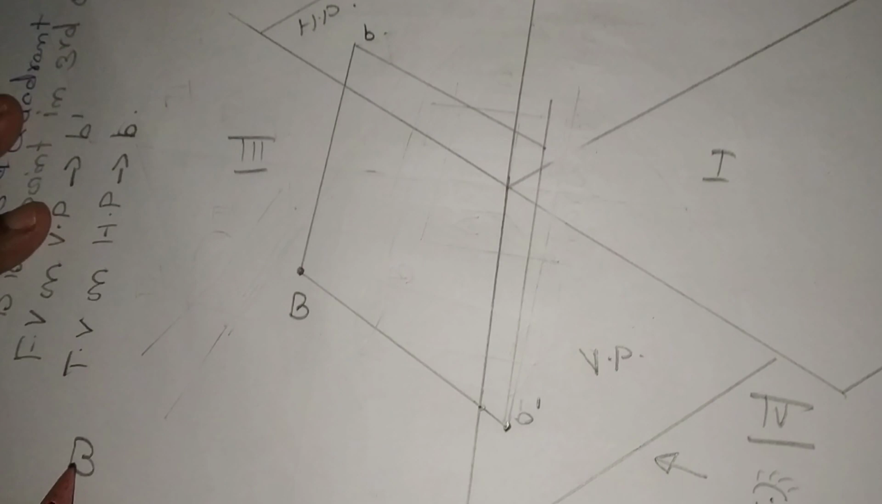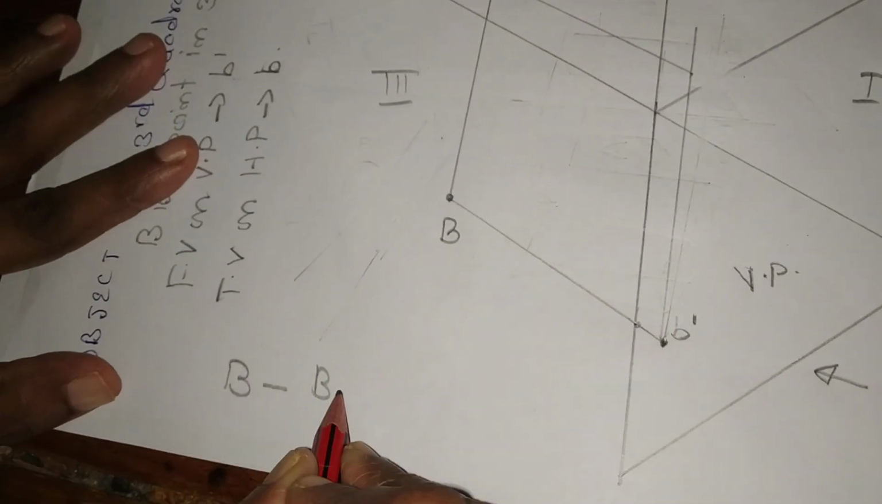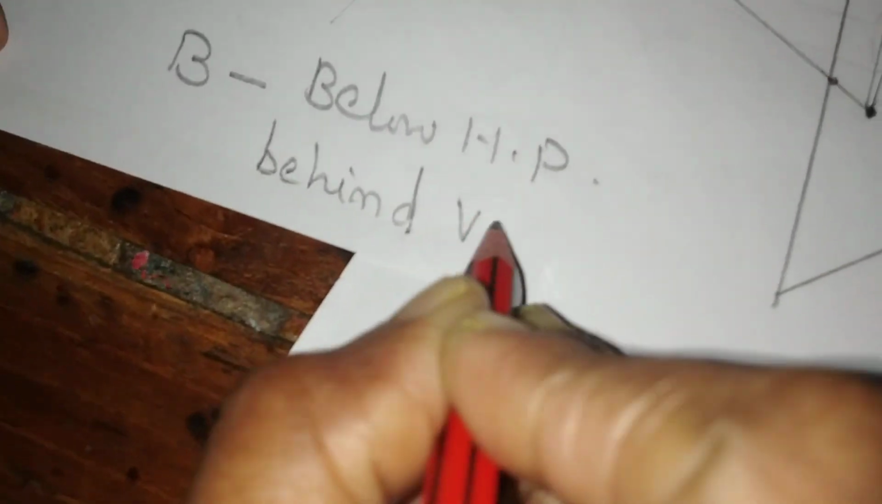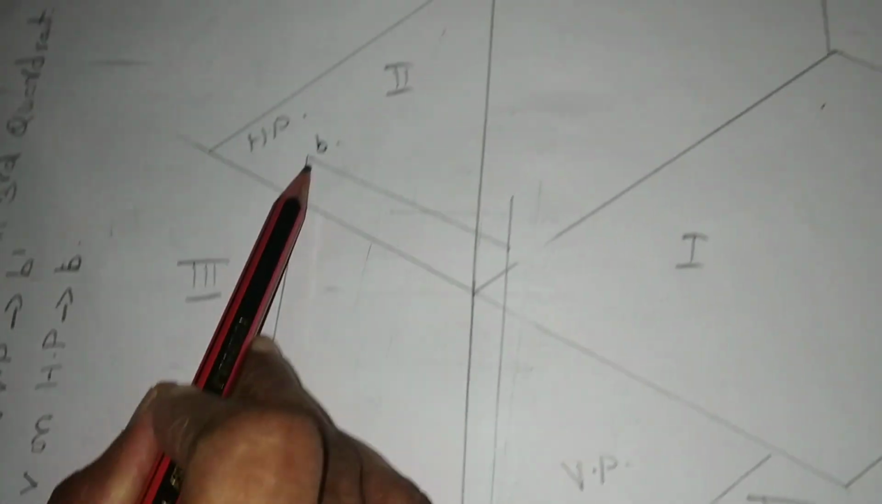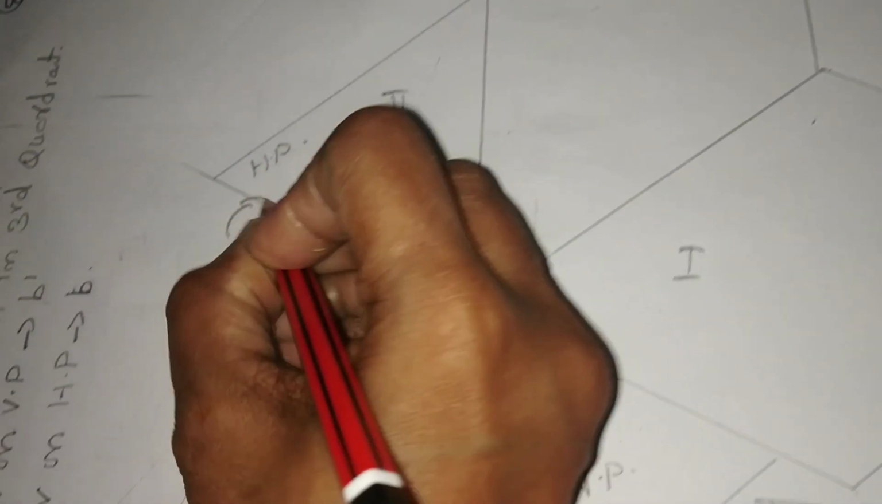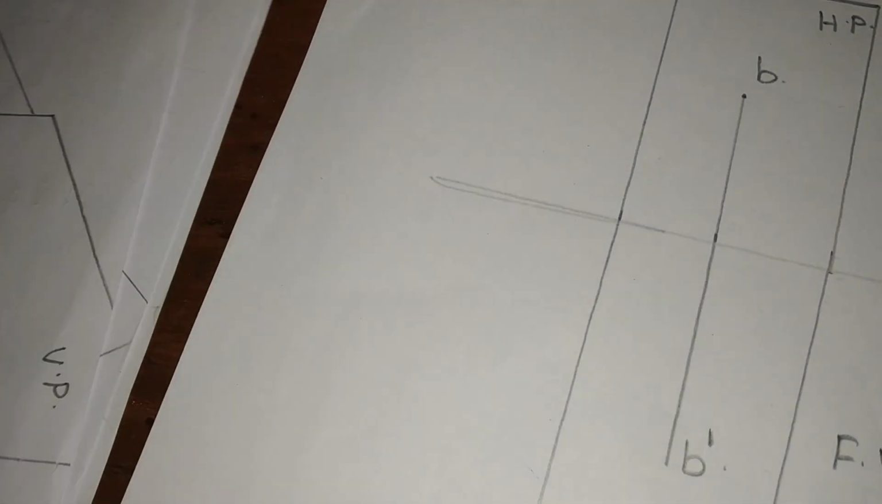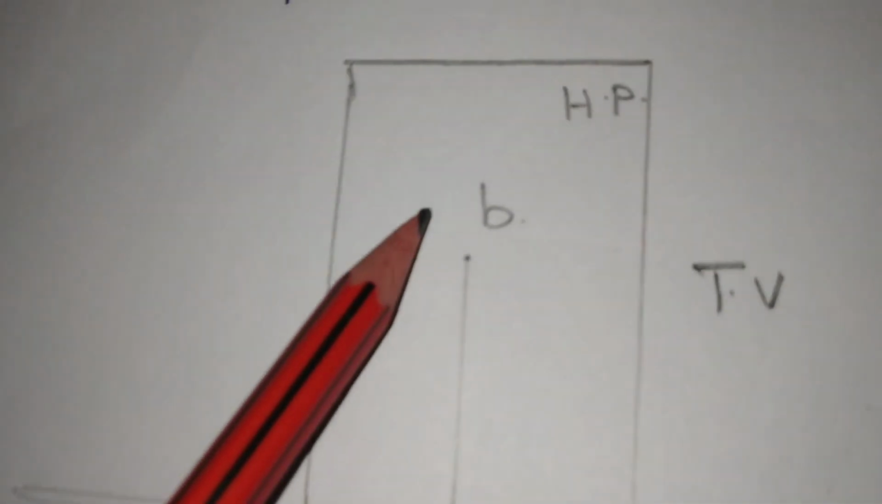If any point B is in the third quadrant, it will be as below: B is below HP. This is VP, so it is behind VP. You can also see here, when the observer is looking here, the front view is visible on the VP plane and top view is visible on the HP plane. Then when I rotate this HP plane in the opposite direction, you can see here B is on the HP plane, B dash is on the VP plane. B is the top view, B dash is the front view. This is also known as third angle projection.